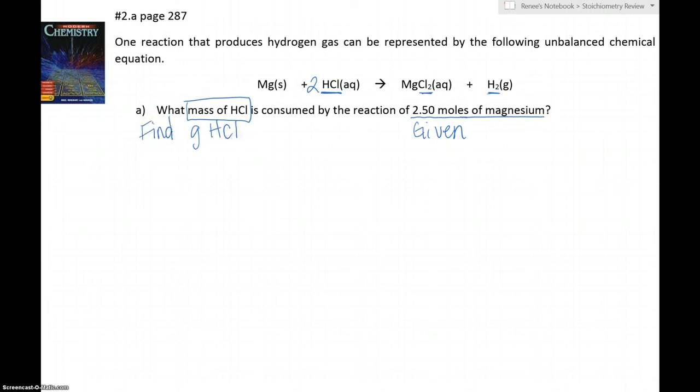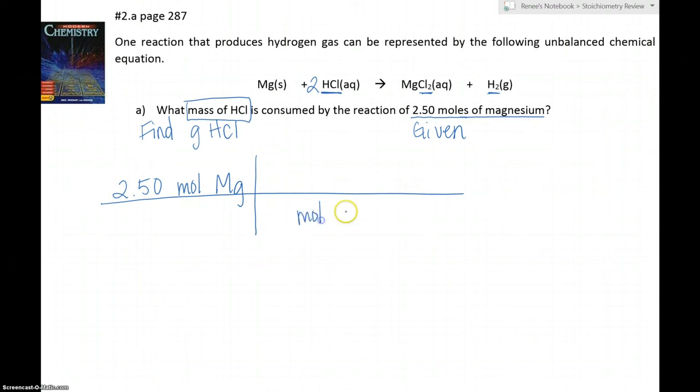All right, you're always going to start off with what's given to you, so we're always going to start off in the top left-hand corner of our train tracks with what's given to us, 2.5 moles of magnesium. Start off our train tracks. We need to cancel moles of magnesium, so we're going to put moles of magnesium on the bottom.